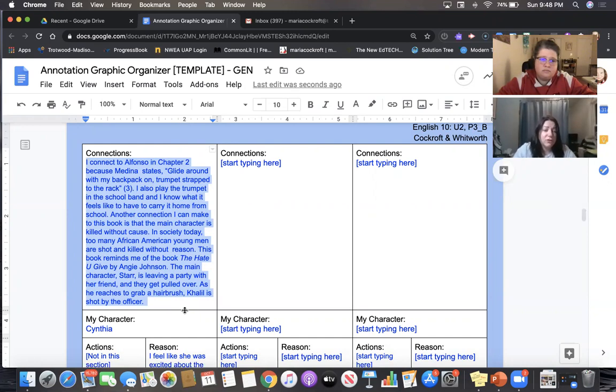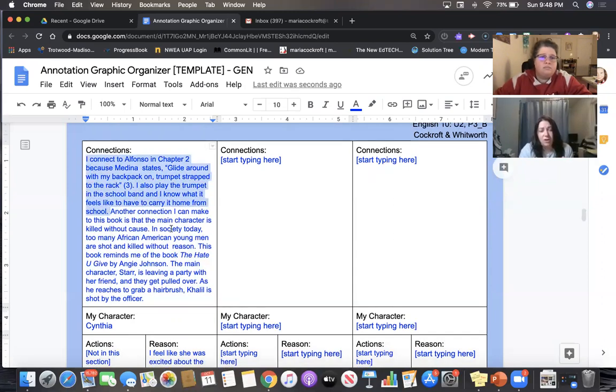So the first connection that is made here, it says, I connect to Alfonso in chapter 2 because Medina states, "glide around with my backpack on, trumpet strapped to the rack." And then the MLA in-text citation says 3. I also played the trumpet in school, and I know what it feels like to have to carry it home from school. Okay. So when I was in high school and I played the trumpet, carrying that thing home every single day was a pain in the tail.